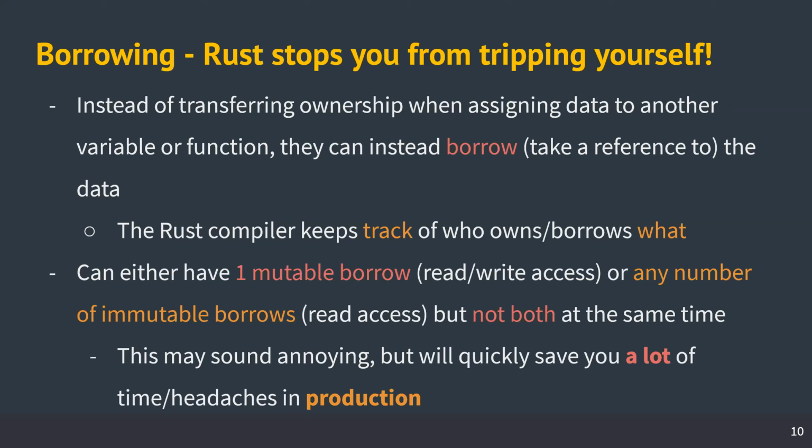You might be familiar with pointers. It passes a reference that gives you read and write access if you have a mutable borrow, and an immutable borrow is just read access. We're going to show what this is in a second, but a really important thing here is you can only have one mutable borrow or any number of immutable borrows, but you can't have both at the same time. And again, Rust is trying to save you from yourself.